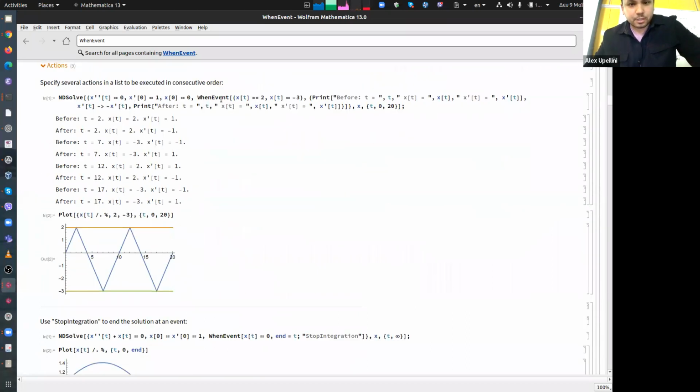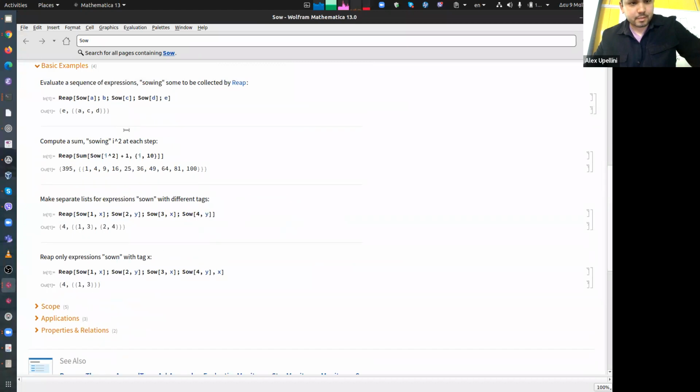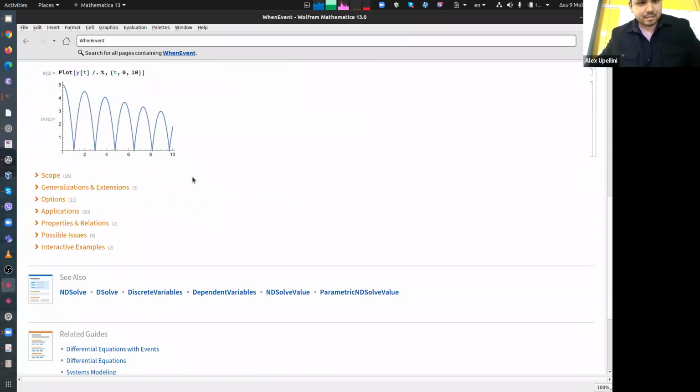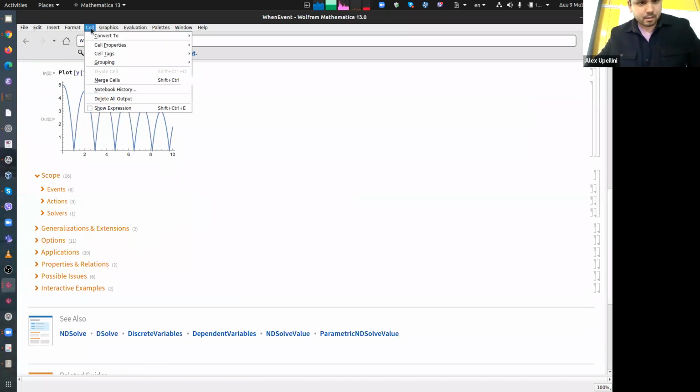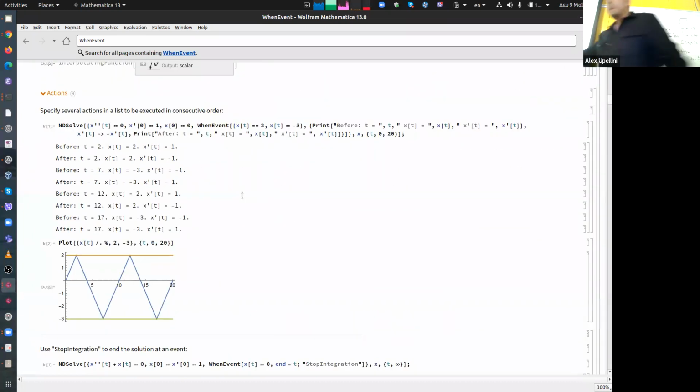There. Okay. So here you say when event print. Sorry, I lost it again. Control A. Cell grouping, open also groups. Okay. So it is here. You have print. You select the condition to print. You have before t, so that's just a text. Then you get the value of t, and the value of x of t and the value of the derivative of x. Okay, and you can do something like this. It was this kind of application you were thinking about.